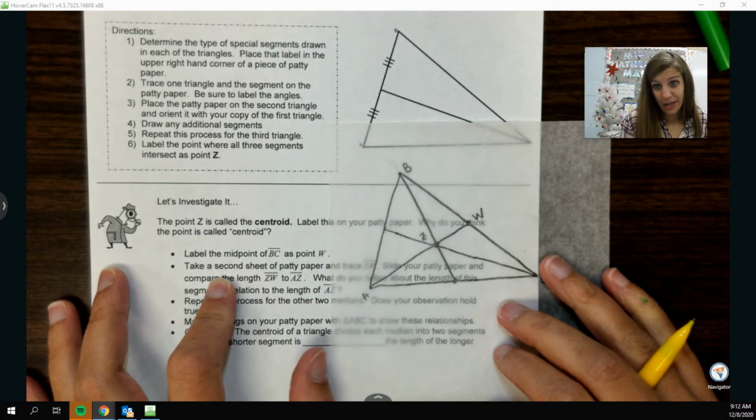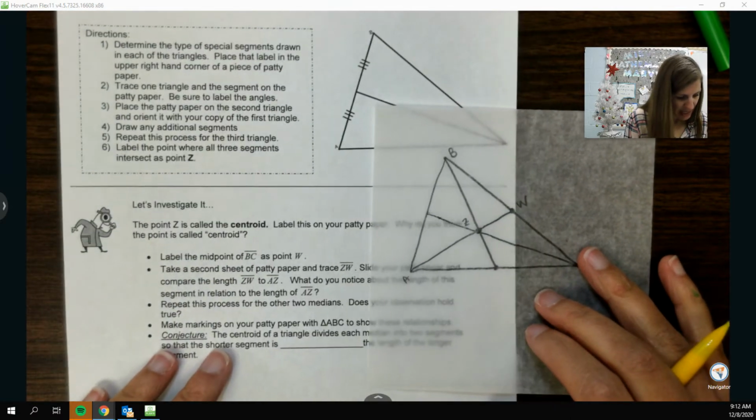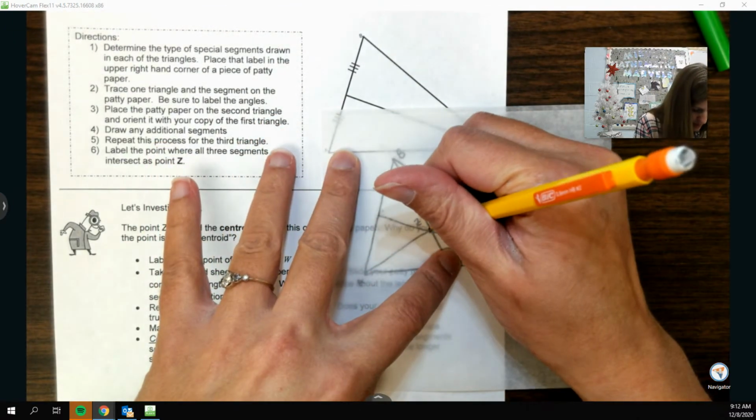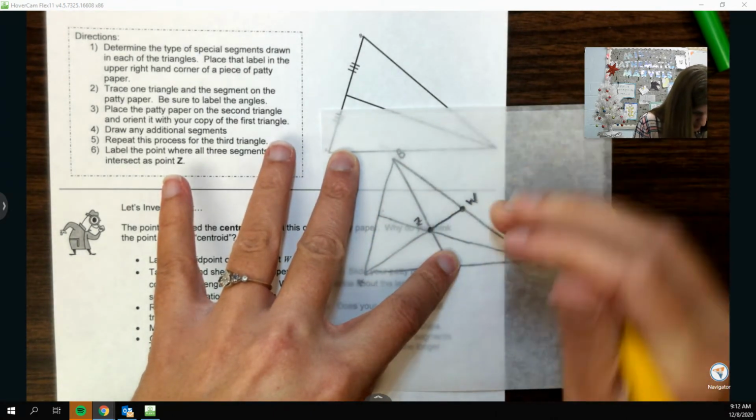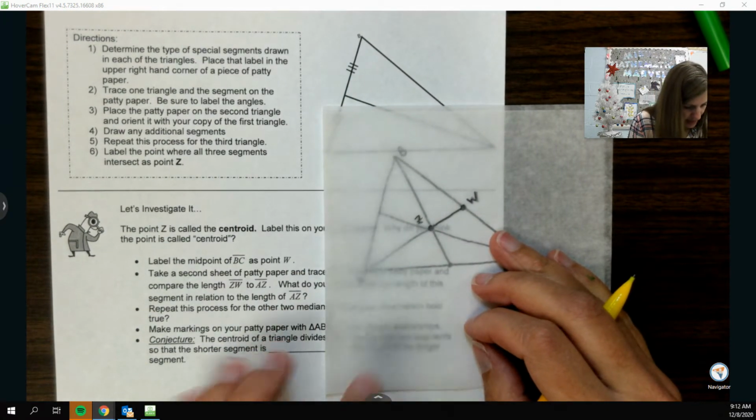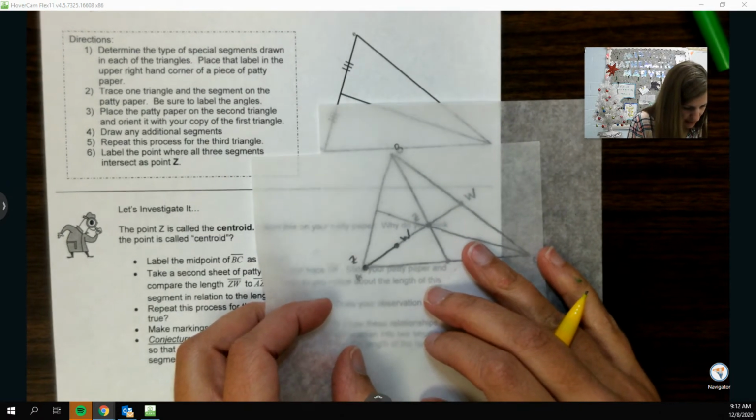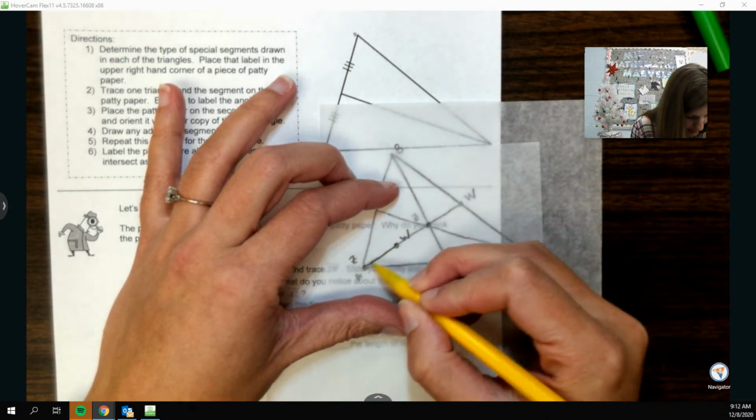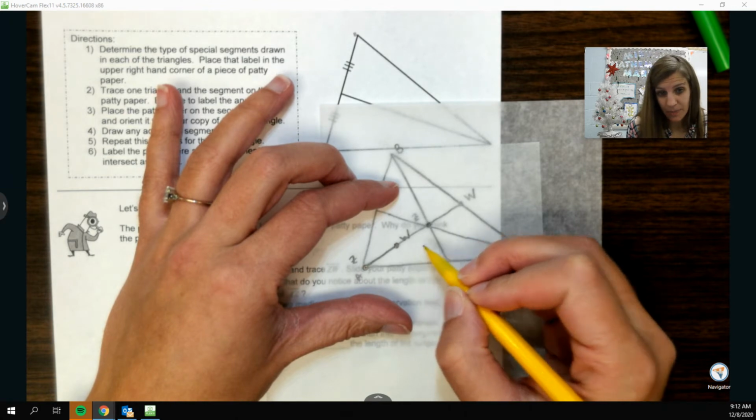So that's another hint if you weren't sure what these lines were called. Take a second sheet of patty paper and trace ZW. So I'm going to put this on top here. I'm going to trace out from Z to W. Slide your patty paper and compare the length of ZW to AZ. So AZ is right here. If I just put Z on top of A like that, if I'm comparing this length to AZ, you have to think about how they might compare to one another.